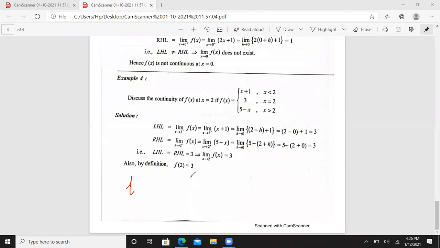Okay. Next, in tomorrow's class, I will discuss the next continuity examples. After that, we will cover the algebra of continuous functions. Maybe 3 or 4 classes will finish this chapter. Okay. Thank you all.